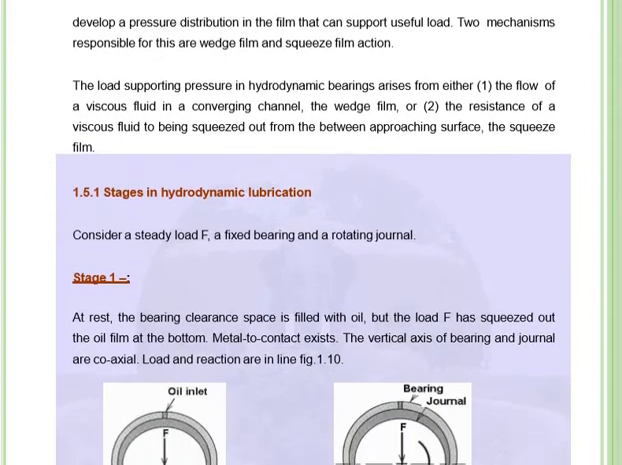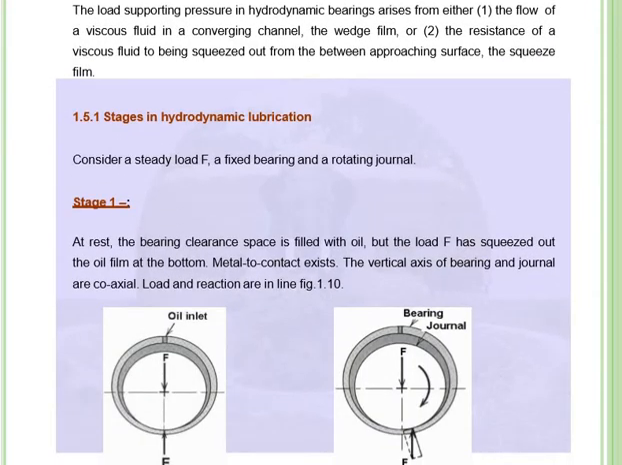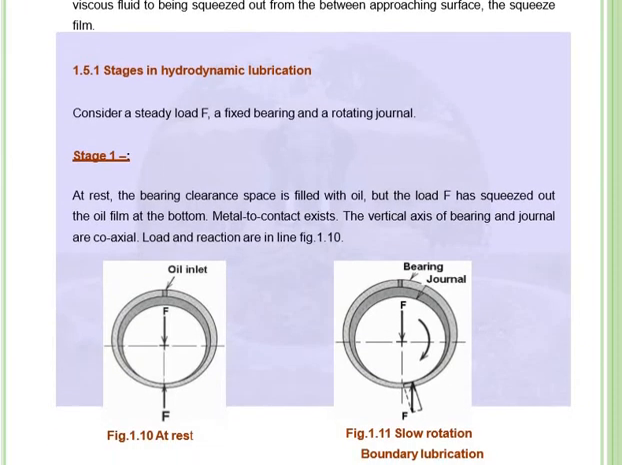Now we will see the stages in hydrodynamic lubrication. First, consider a steady load and a fixed bearing with a rotating journal. See Figure 1.1, Figure A. There is an oil inlet between the journal and the bearing. The film is there, and we are applying the axial load. Here slow rotation will be there.